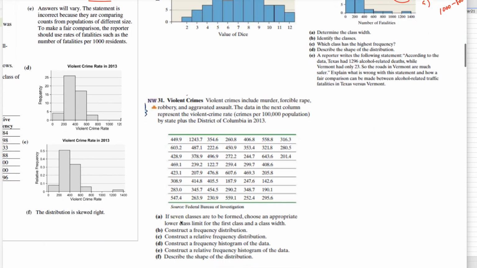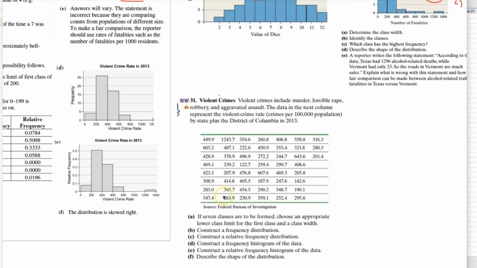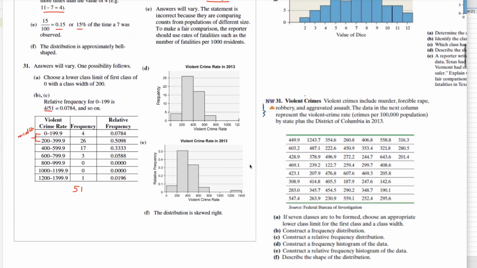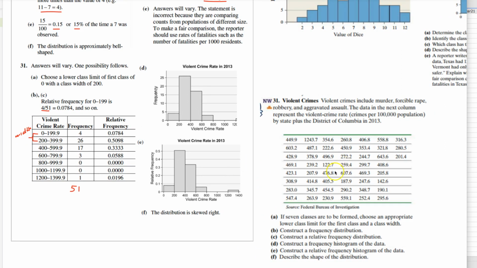So look at problem number 31 now. Same idea again. We have this data here, and what you want to do is, if 7 classes are to be formed, choose an appropriate lower class limit for the first class and a class width. Looking at these numbers, it's hard to analyze. What we would want to do is look at the lowest values for this one here.